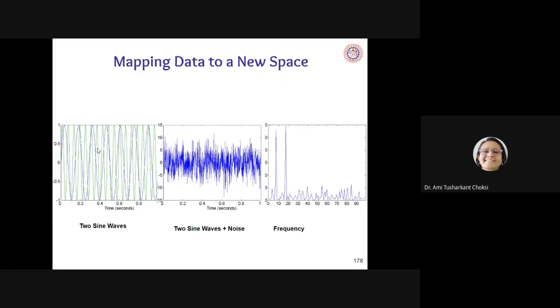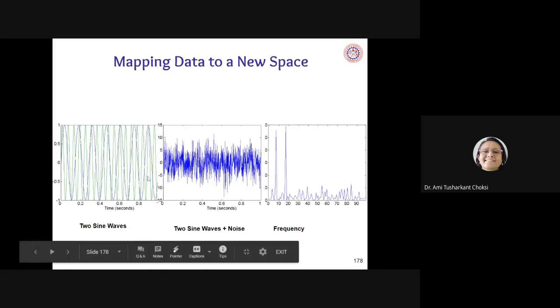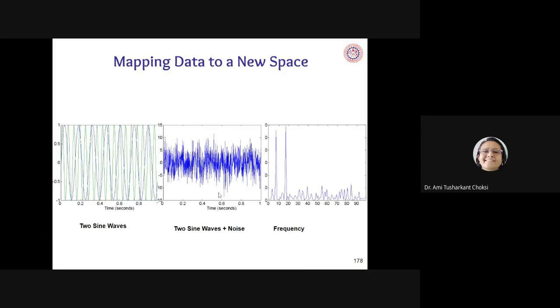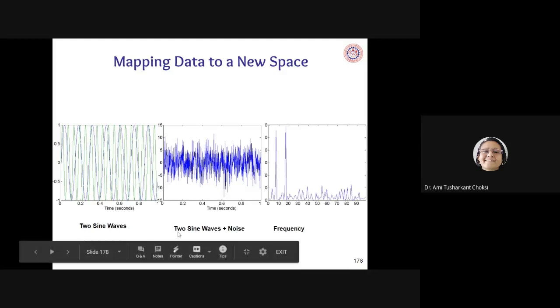Suppose here we have two sine waves. We can see that too much data is there. We can reduce that by transforming it to a new space. Here we can say that we are transforming, say, two sine waves plus noise. We have put it, and just now it is also there in the time domain only.